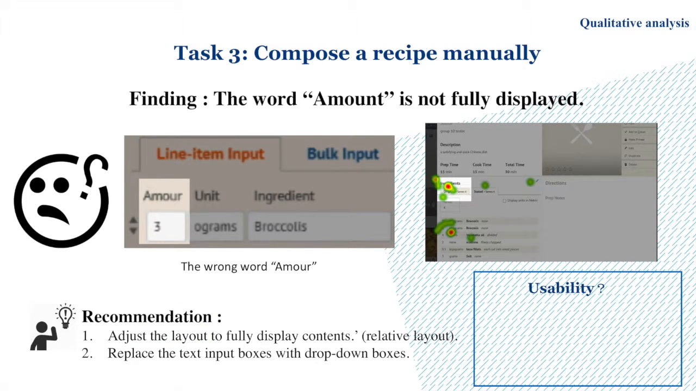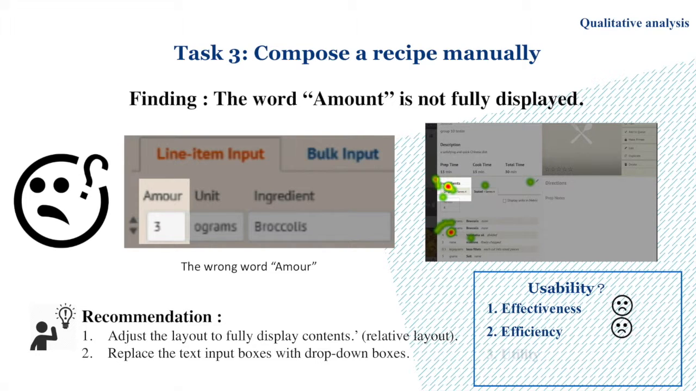An interesting finding of the qualitative analysis is that the word amount is not fully displayed in the interface like the left picture, which is a signal of poor effectiveness, and 7 out of 19 participants were confused by this issue. The highlighted fixation in the right heat map shows that one of the participants wasted much attention on this issue.